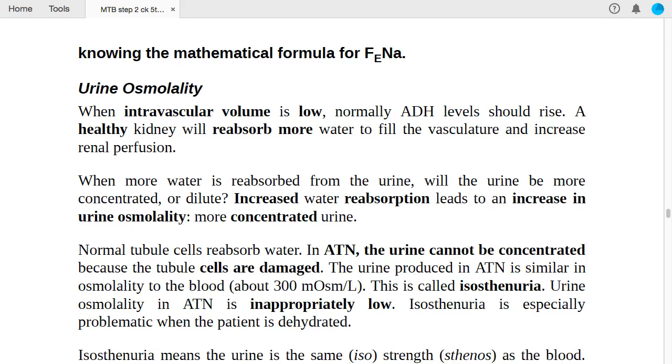So the urine produced in ATN is similar in osmolality to the blood, about 300 milliosmoles per liter. The urine is not concentrated, so we are going to see the same osmolality in urine that we see in the blood, that is 300 milliosmoles per liter. When osmolality is the same in blood and in urine, that condition is known as isostenuria.